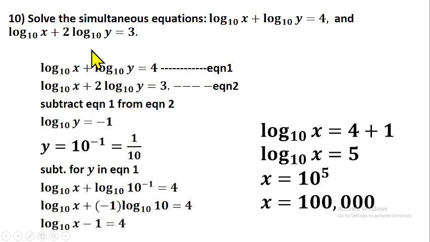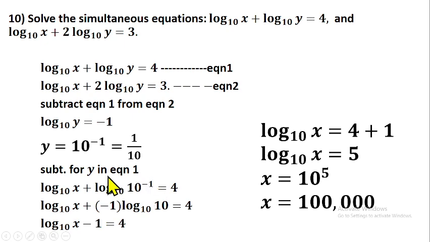Since we know y, let's find x. So you can substitute for the y in equation 1. What's equation 1? Equation 1 says that log x base 10 plus log y base 10 equals 4. So anywhere you see y, you put the value of y there. So that means you have log x base 10 plus log of our y, which is 10 raised to the power minus 1, base 10 equals 4. So you should be able to tell me the value of this answer here. That should give us minus 1.